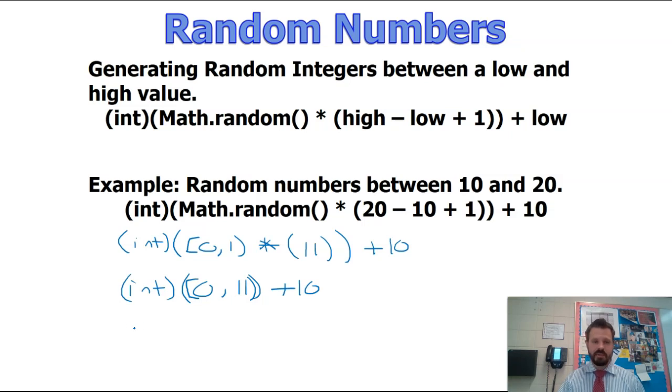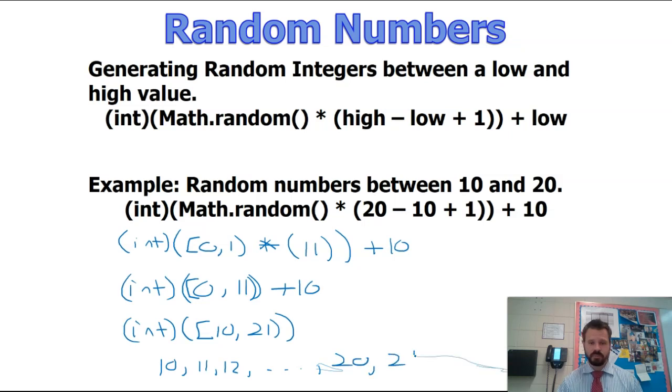Okay, then when I add the 10, basically what I have are, this is kind of out of the order of operations, but to get the point across, numbers from 10 to 21, not including the 21. And then casting this expression as an int will leave me with the numbers 10, 11, 12, up to 20. Okay? Little bit of a complicated process, but once you do a few of them, you'll kind of figure out how it works.